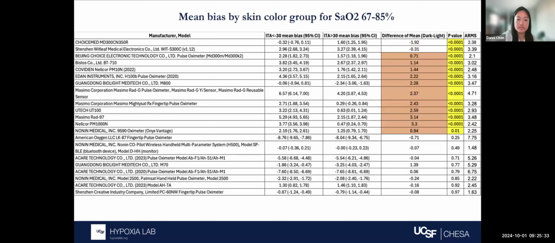So this table focuses on SaO2 at the 67 to 85% range. 13 devices have significant differences in bias between the 2 skin color groups, and 11 out of the 13 devices suggest more positive bias in the dark skin group. And again, we don't see a trend of ARMS associated with significant differences. Next slide, please.